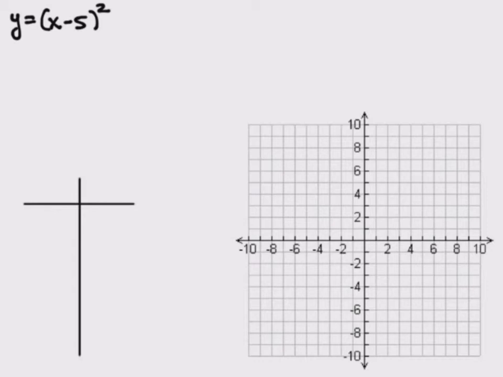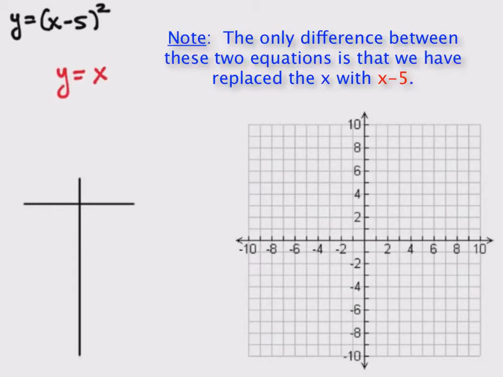Now let's graph all the ordered pairs for y equals the quantity x minus 5 squared. Of course, the only difference between this and our baseline y equals x squared is that we replaced the x with an x minus 5. We are already in y equals form, so it is time for us to find some ordered pairs.